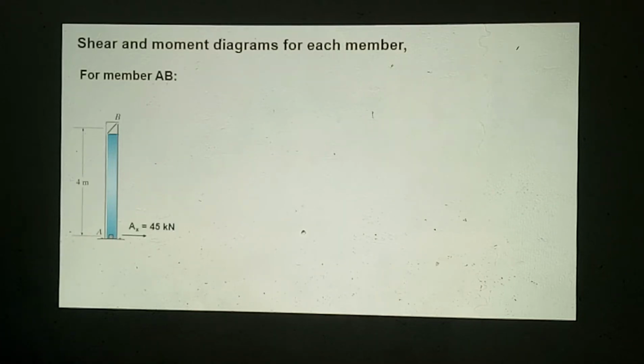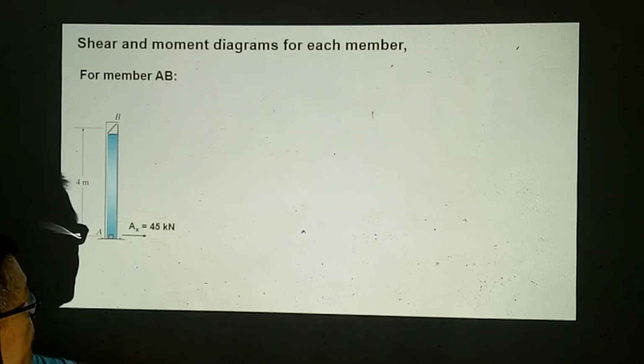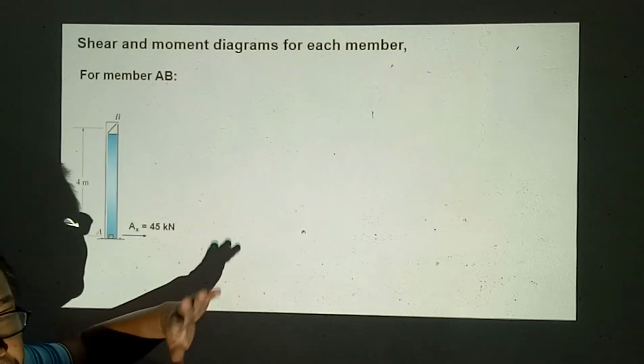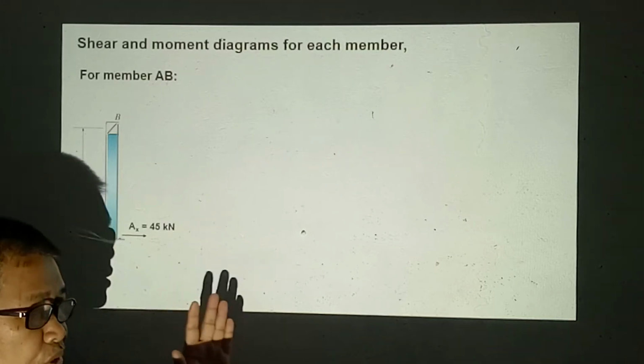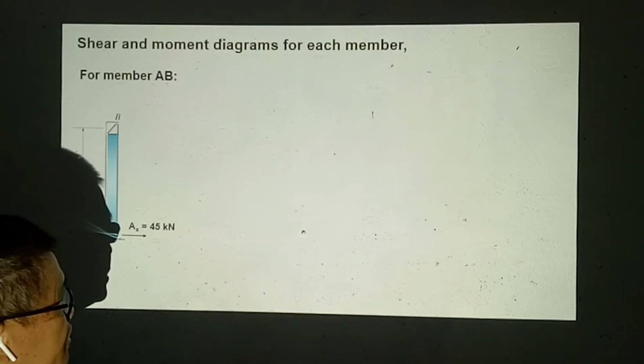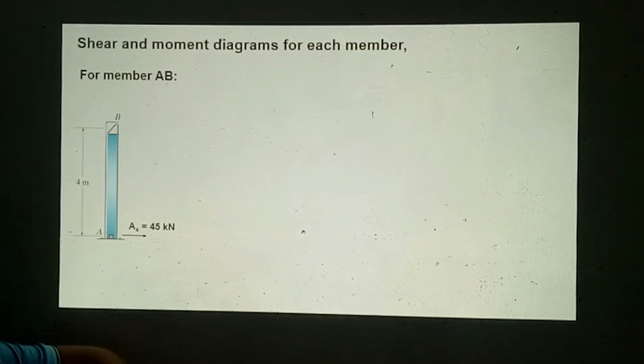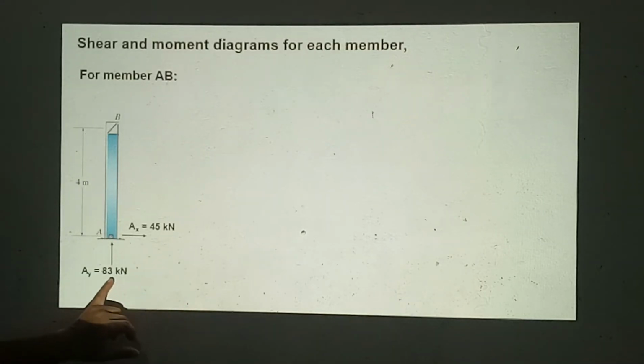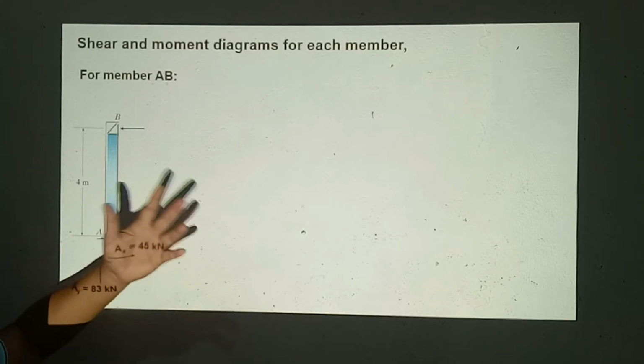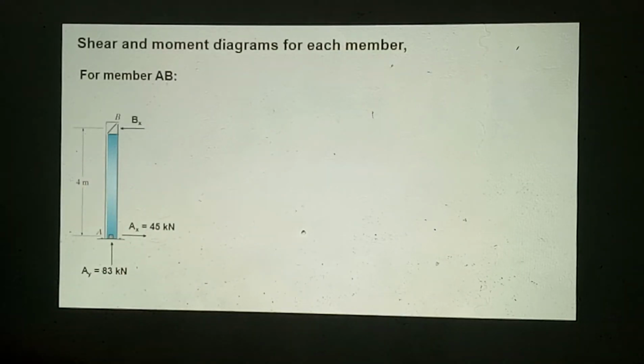Then we can now start drawing the shear and moment diagrams for each member. This time we can separate member AB from the whole frame, because we are now concerned with individual shear and moment diagrams for each member. Dx is 45, dy is 83, and the computed values. Then dx, dy are still to be computed.